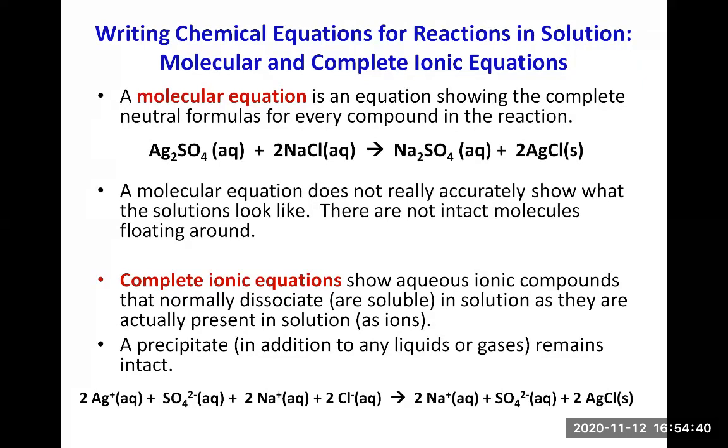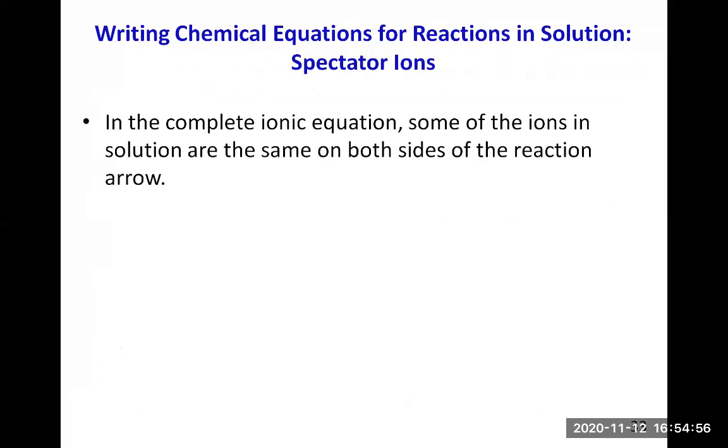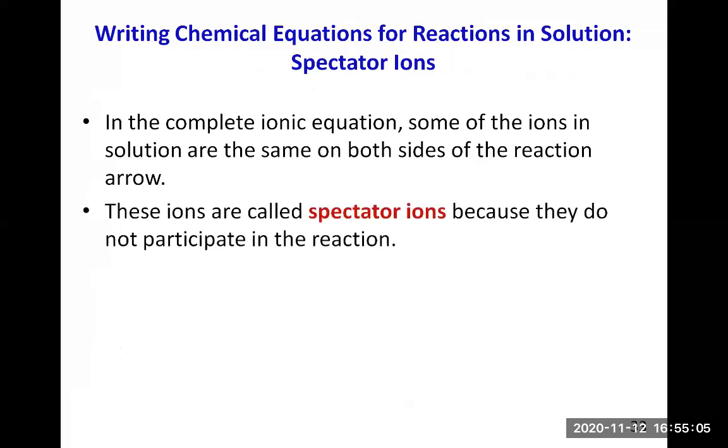However, the 2 AgCl stays as 2 AgCl because that's a solid. And so solids are not dissociated. They are actually bonded into a solid. So that's more appropriate to keep the compound formula here. So in the complete ionic equation, some of the ions in the solution are the same on both sides of the reaction arrow. And so these ions are called spectator ions because they do not participate in the reaction.